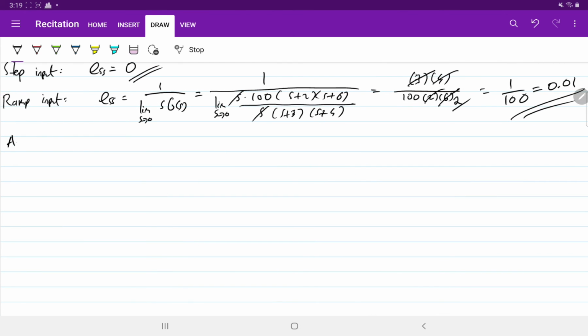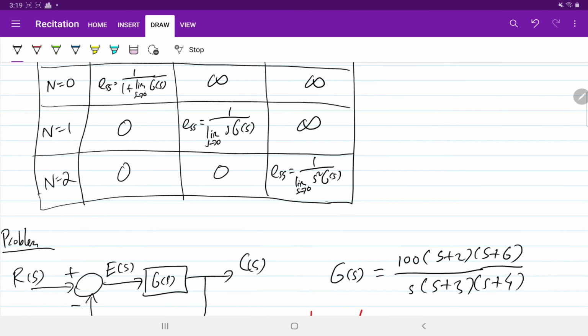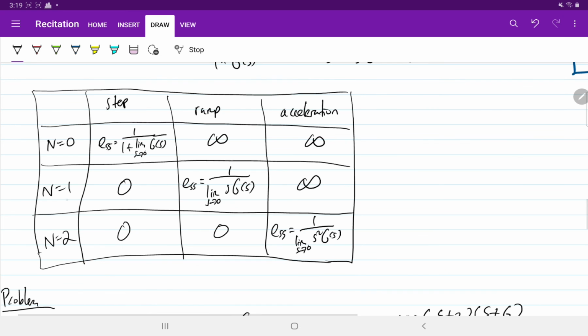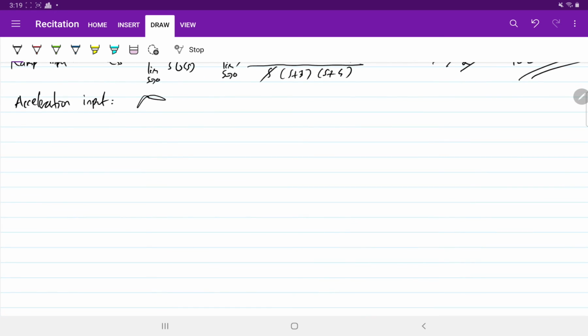How about acceleration input? We know that for acceleration input for a type 1 system, the steady state error is infinity. So just infinity.